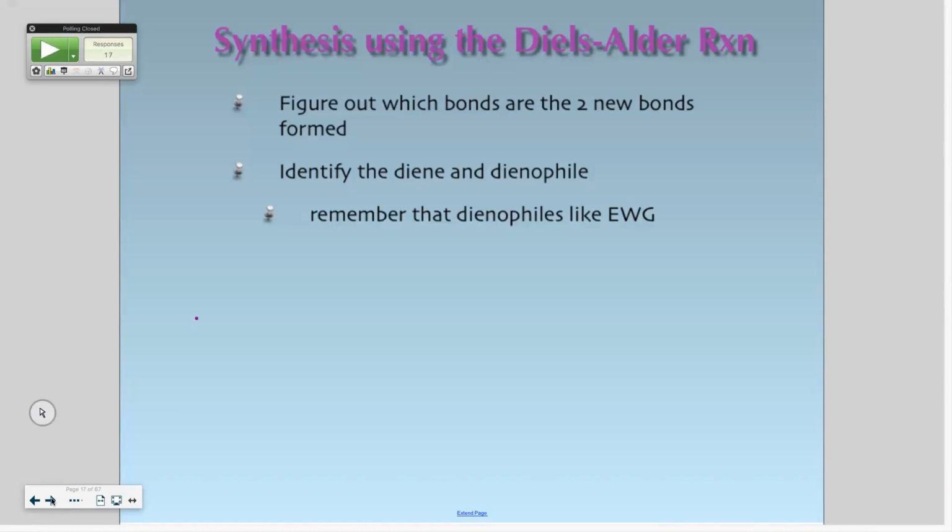Okay. So we're going to do synthesis problems using the Diels-Alder reaction. So what you kind of got to do is figure out which bonds are the two new bonds to make the ring. And then you figure out which side's going to be the diene and which side's going to be the dienophile. And remember that dienophiles like electron withdrawing groups. Name one electron withdrawing group. Bromine. All right.